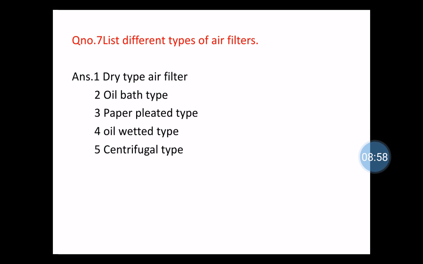In some cases it is again filtered in the fuel pump to remove dust and dirt particles. Question number 7. List different types of air filters. You only have to name them, 5 marks. Dry type air filter, oil bath type, paper pleated type, oil wetted type, centrifugal type.